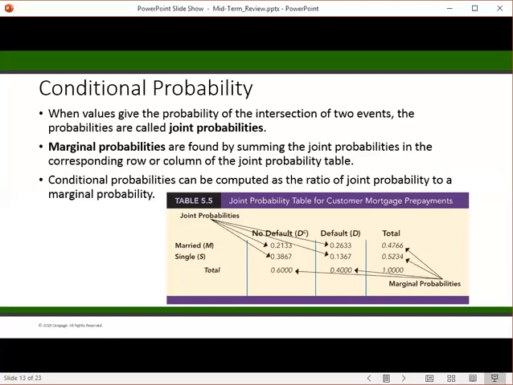Marginal probabilities are formed by summing the joint probabilities in the corresponding row or column of the joint probability table. And a conditional probability is computed as the ratio of the joint probability to the marginal probability.